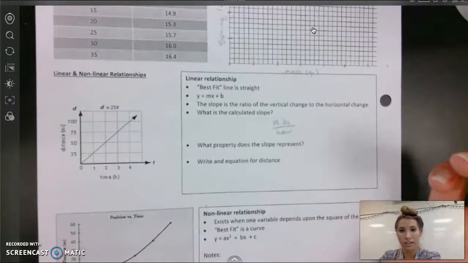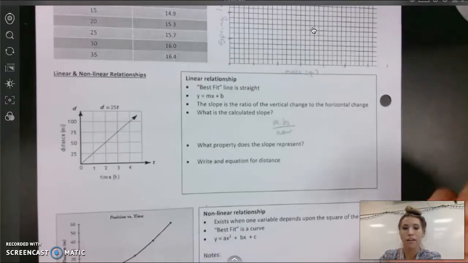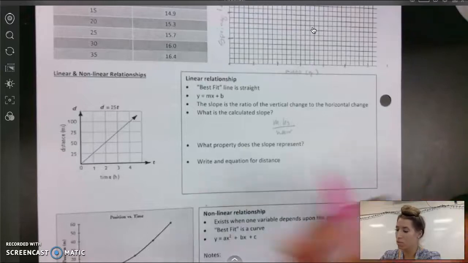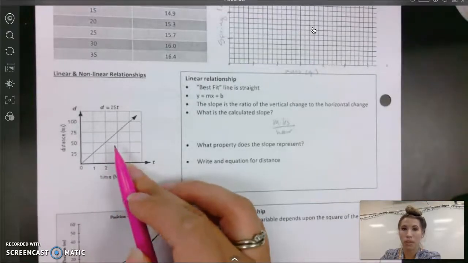And I'm sure you recognize that as speed, your miles per hour. And so that's what this represents. For this particular graph, the slope of this line is the speed of the object.